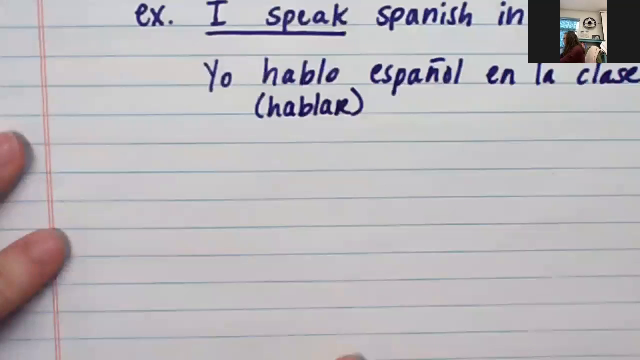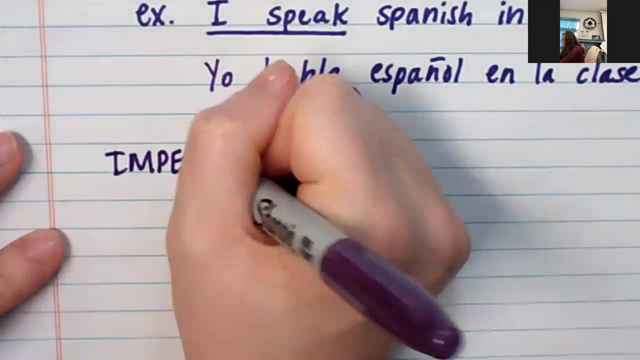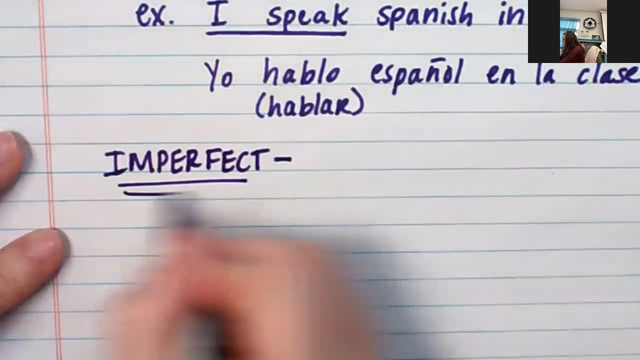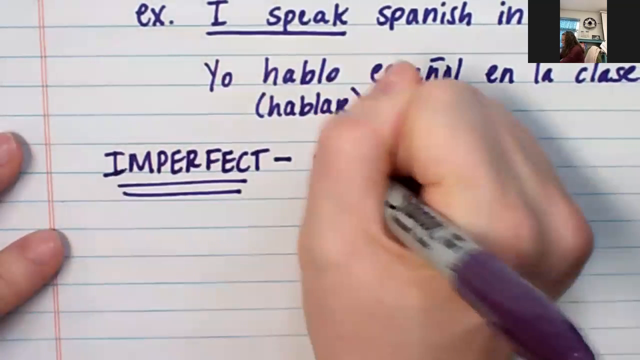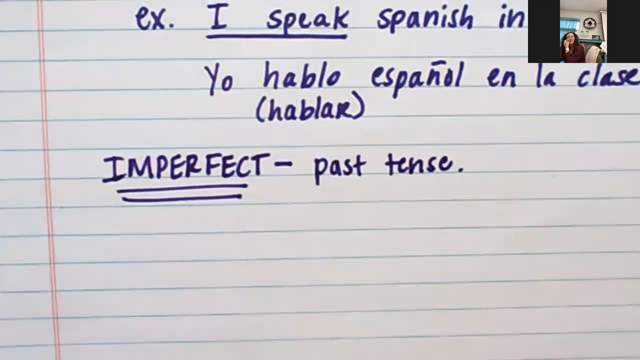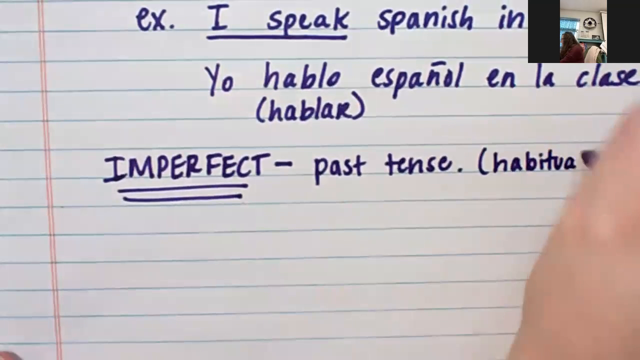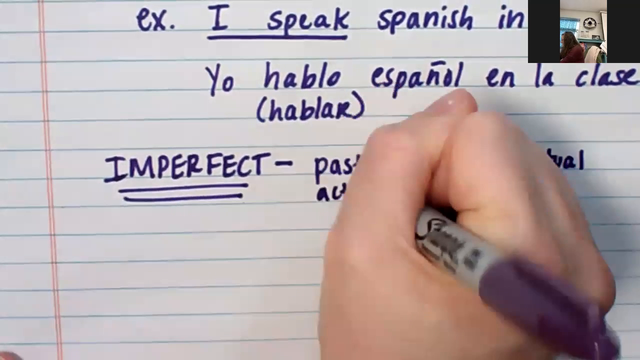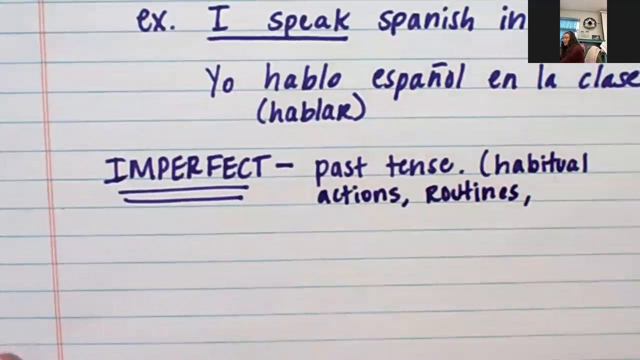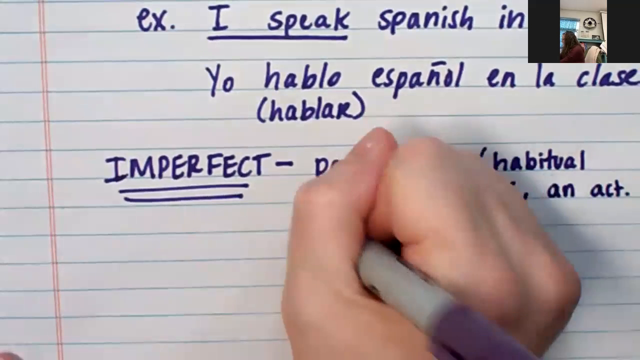So now we're going to compare this to the imperfect, which is a specific form of the past tense. So we determined last week, it's the past tense if we're talking about habitual actions, routines, or if we are describing an activity in the past that got interrupted.